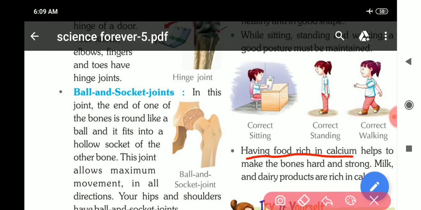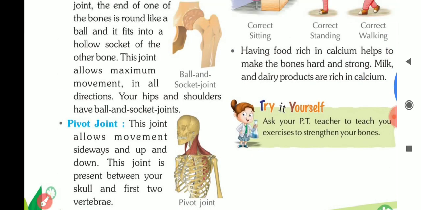Having food rich in calcium helps to make the bones hard and strong. Milk and dairy products are rich in calcium. So, to make our bones strong and hard, we have to take calcium-enriched products or milk and dairy products. Ask your PT teacher to teach you exercises to strengthen your bones. So, to make our bones strong, we have to do regular exercise and take more and more calcium.